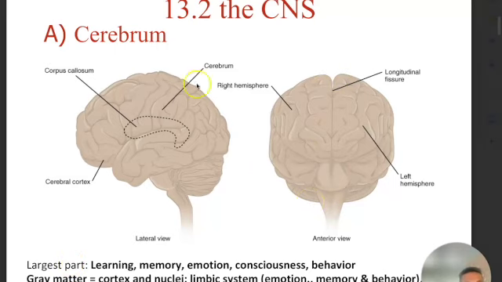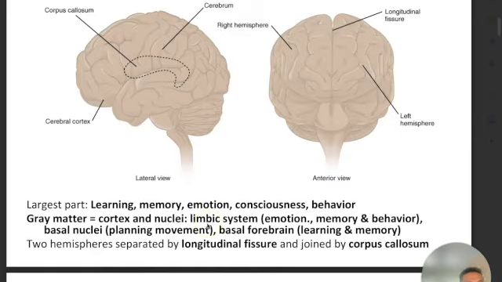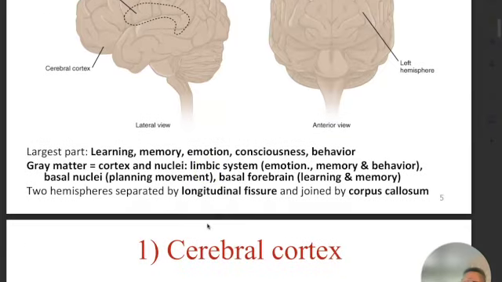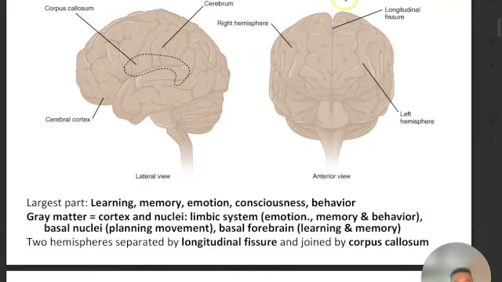The cerebral cortex is on the outside. It's the largest part, responsible for learning, memory, emotion, consciousness, and behavior. Remember gray matter. What is gray matter? It is more of the cell body. Basal nuclei and basal forebrain. We'll see those later. And then the two hemispheres are separated by the longitudinal fissure and connected by the corpus callosum.